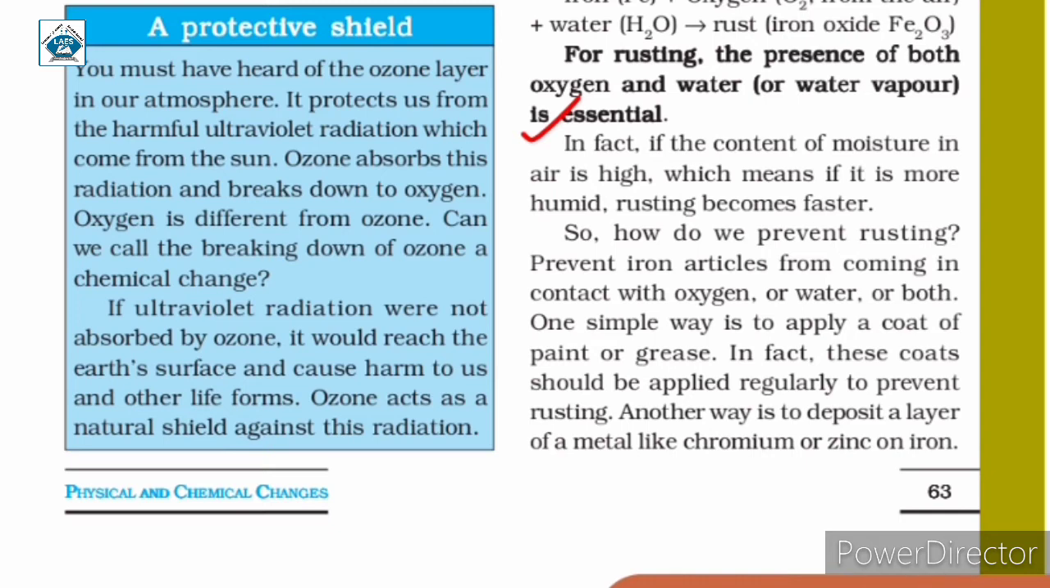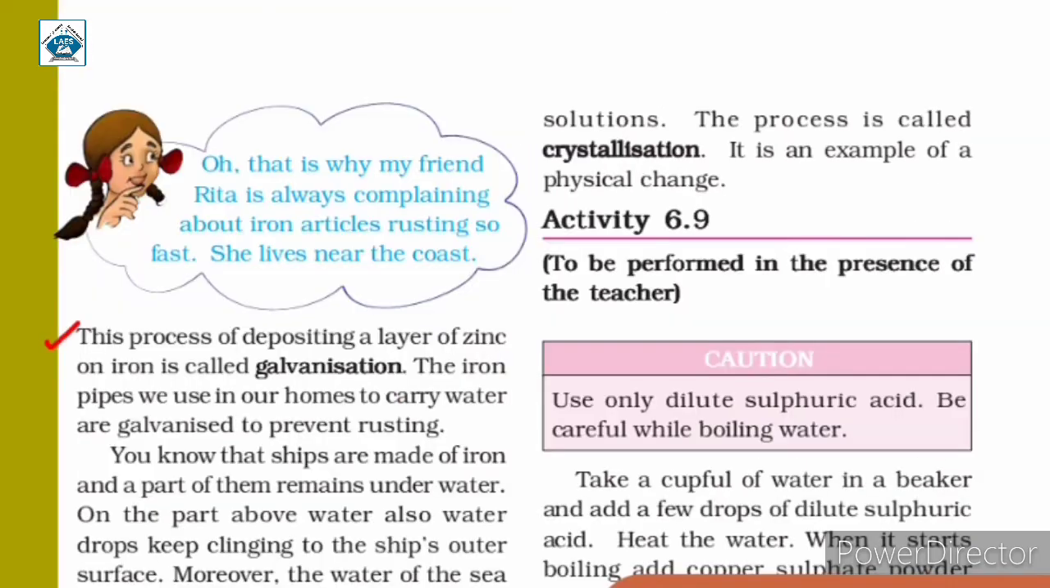Prevent iron particles from coming in contact with oxygen or water or both. One simple way is to apply a coat of paint or grease. In fact, these coats should be applied regularly to prevent rusting. Another way is to deposit a layer of metal like chromium or zinc on iron. This process of depositing a layer of zinc on iron is called galvanization. The iron pipes we use in our homes to carry water are galvanized to prevent rusting.